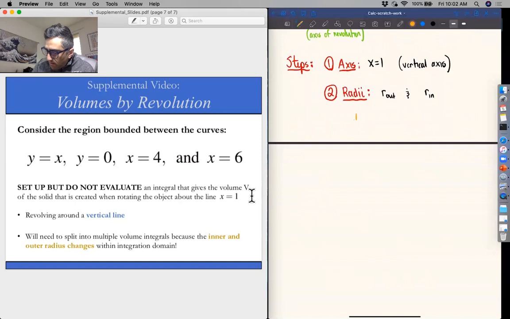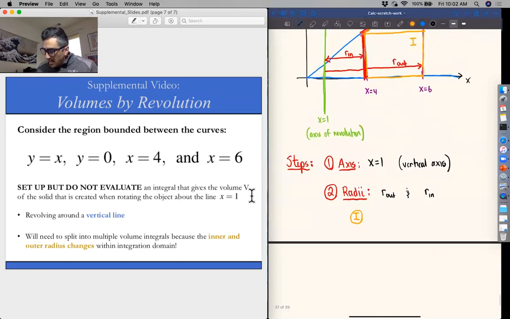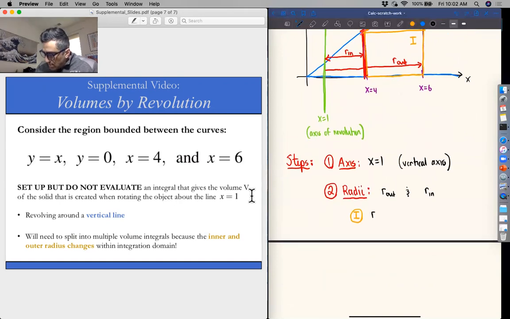So let's think about region 1. What is our outer radius? Well, the outer radius in region 1 looks to be the distance between x equals 6 and our axes of revolution. So the outer radius would be 6 minus 1. And the inner radius in this region looks to be the difference between x equals 4 and our axes of revolution, x equals 1.